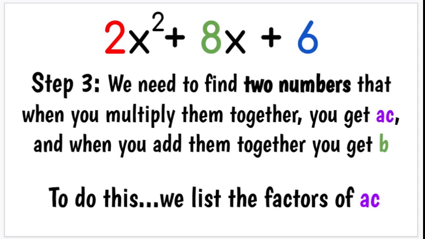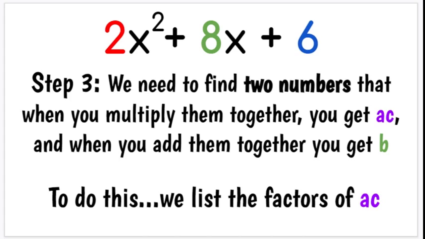For step 3, this is the part that's going to start sounding familiar to the method we used prior. You need to find two numbers that when you multiply them together, you get AC, or in this case 12. And when you add them together, you get B, which is 8. So we need to multiply them together and get AC. We need to add them together or combine them and get B.